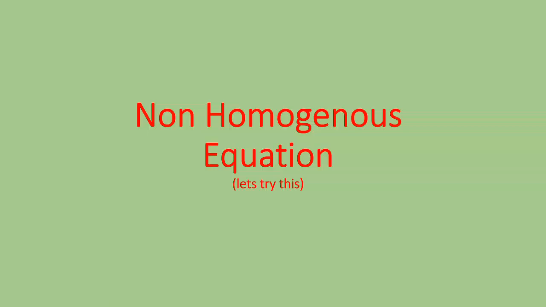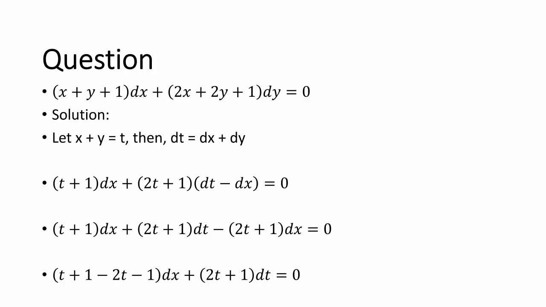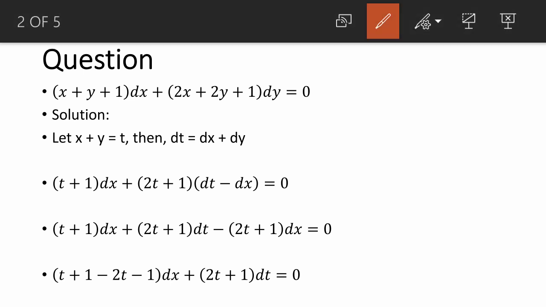In this video, we are going to be looking at a solved example of a non-homogeneous equation. Now we look at this question. We have (x + y + 1) dx + (2x + 2y + 1) dy = 0.